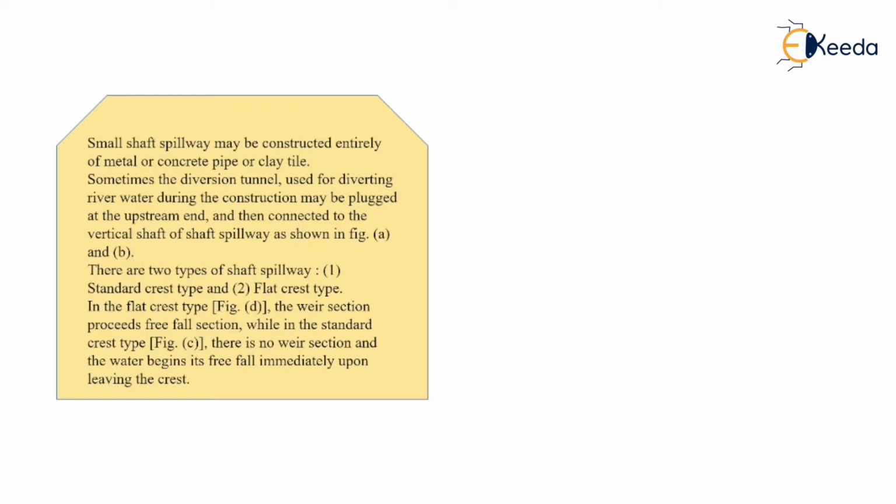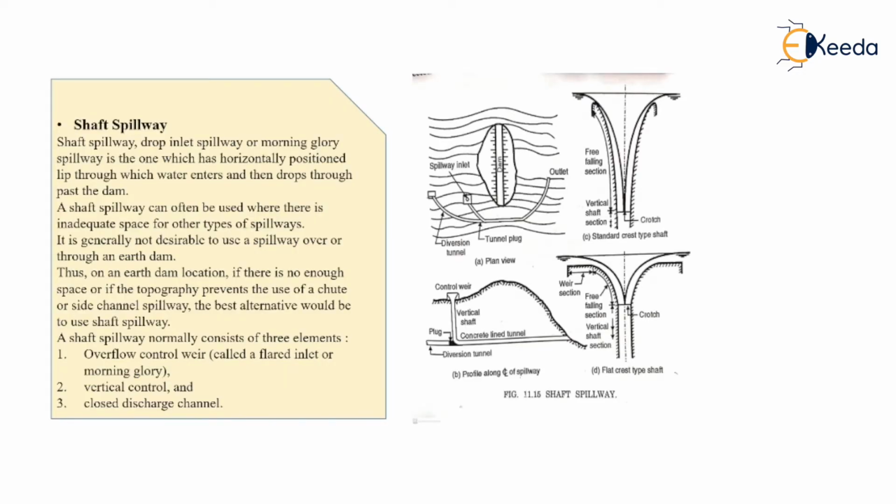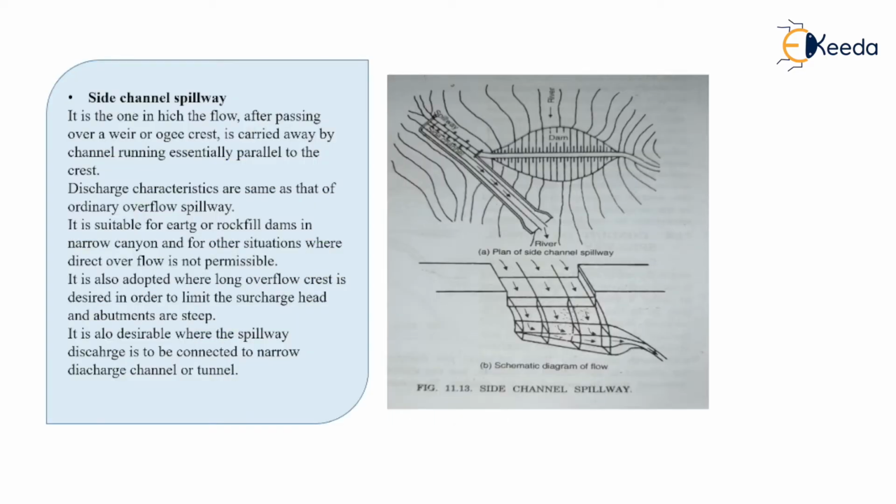See, a small shaft spillway may be constructed entirely of a metal or concrete pipe. Obviously, we have two types of shaft spillway: the standard crest type and the flat crest type. In the flat crest type, the weir section precedes the free fall section, while in the standard crest type, there is no weir section. The water begins its free fall immediately upon leaving the crest. Here you can see the two types, standard crest and flat crest. The difference is given here.